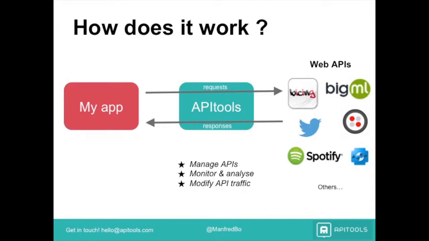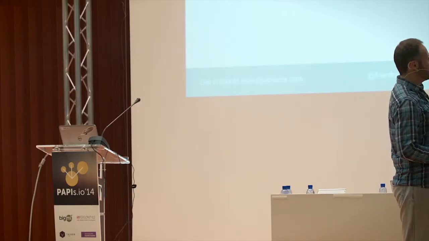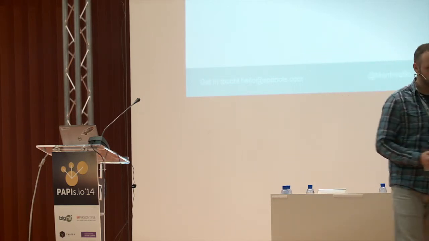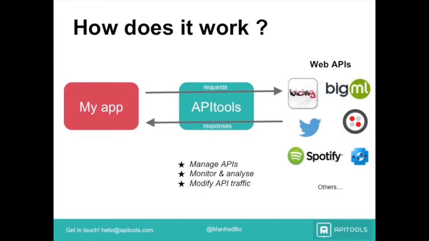As I said, how it works is straightforward. It's a proxy. So on the one hand, we have all sorts of web APIs. In my demo, I will use bsync and BigML and also Google Maps API. On the other end, we have the developer's application, and in between we have APItools. So the requests and the responses are redirected through APItools, and then on APItools, you can do all these things like managing APIs, transforming API calls, and analyzing API calls.